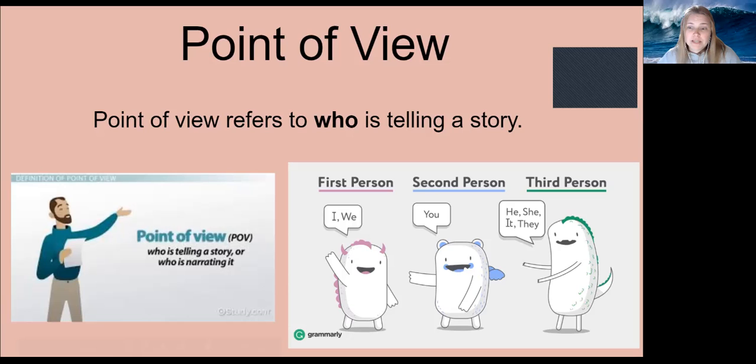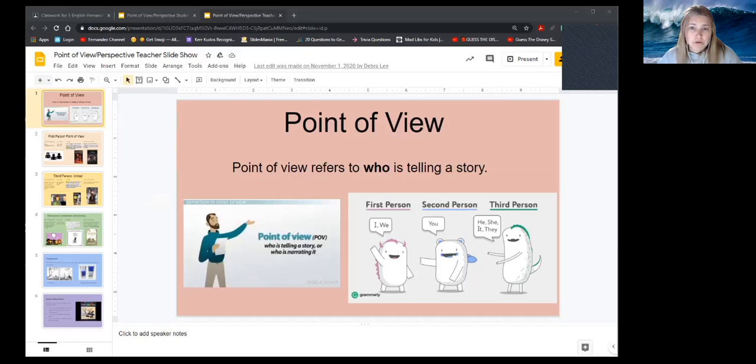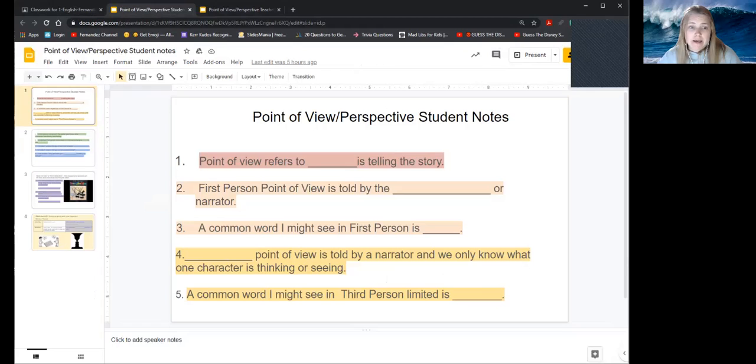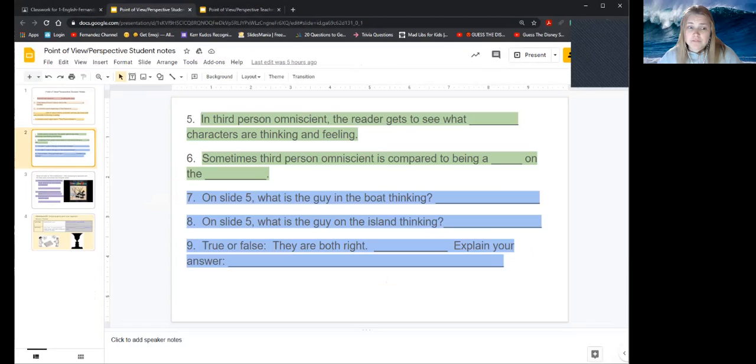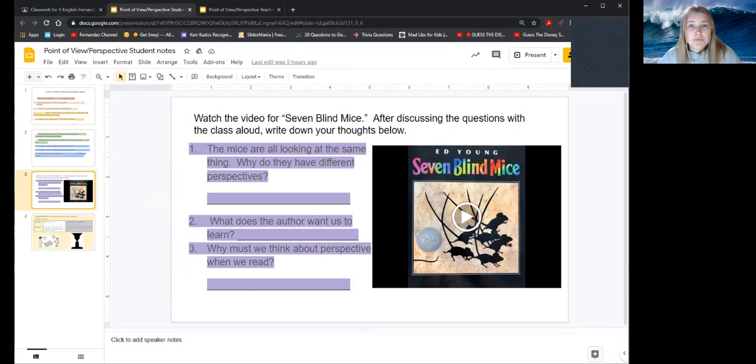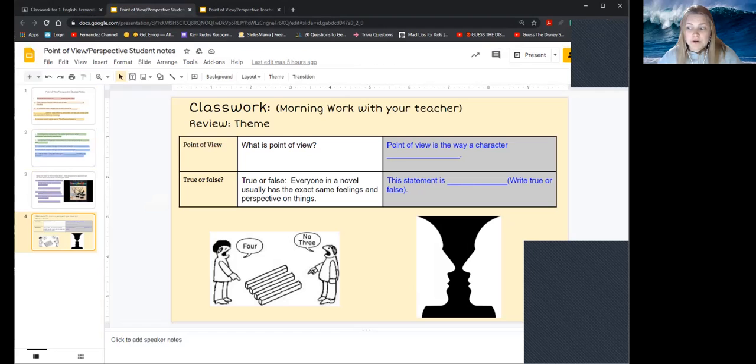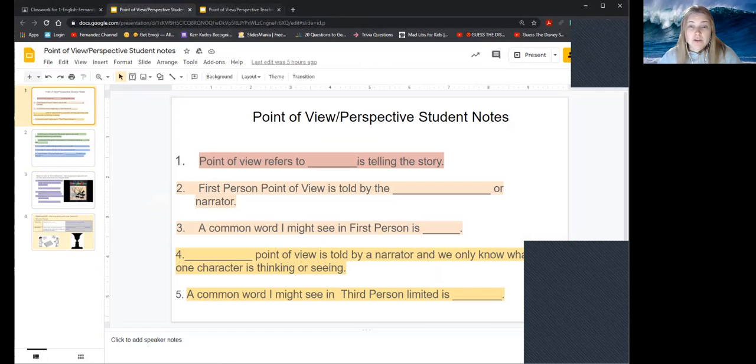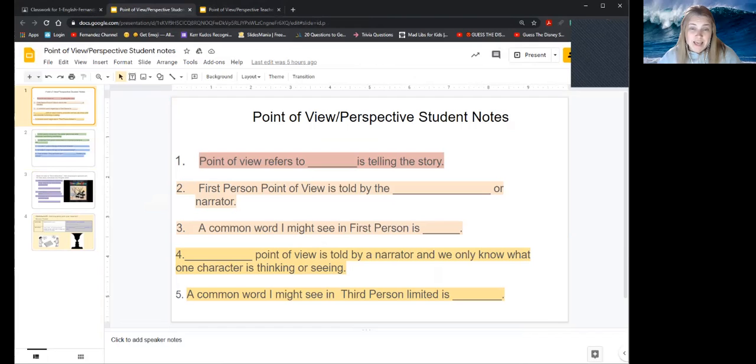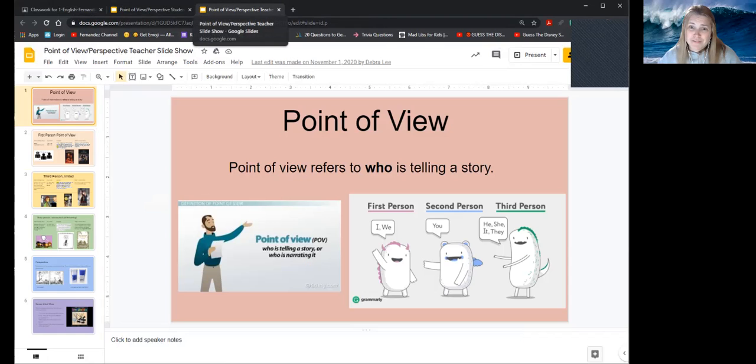So you will be completing your point of view student notes, which looks like this. They're all color coded for your convenience. There is a story that we will go over which really goes into perspective, and then there's an activity due on your own. So here we go. Your job is to fill in all these blanks as I present, and also to make sure to contact your teacher if you have any questions after you have completed your notes on this skill.